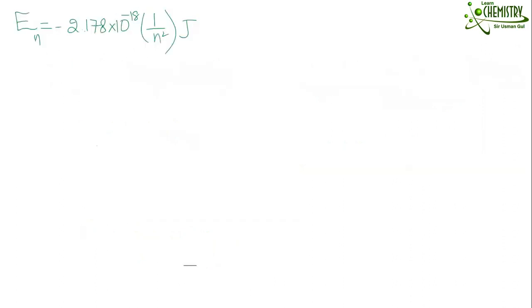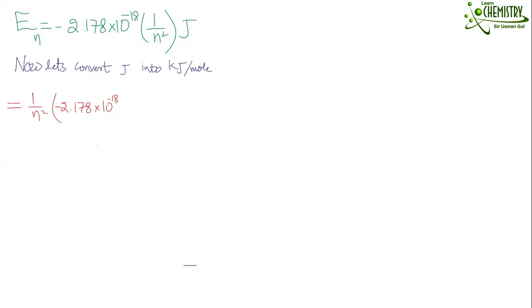Sometimes we have another thing: let us convert this joule into kilojoule per mole, because kilojoule per mole is the most common unit. So how do we convert this joule into kilojoule per mole? There is a simple way. This value of minus 2.178 exponent minus 18 represents only one atom of hydrogen. So when we talk about 1 mole of atoms, we know that there is a huge value called Avogadro's number.